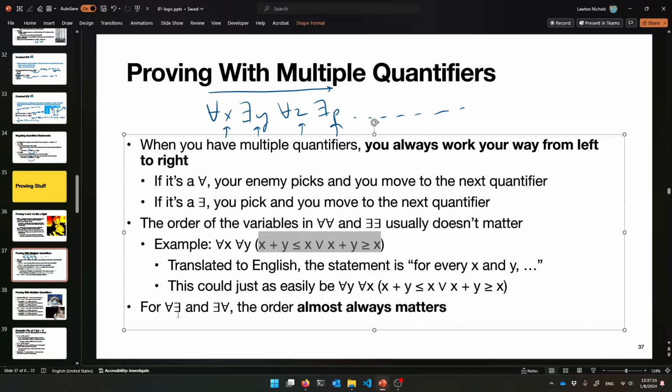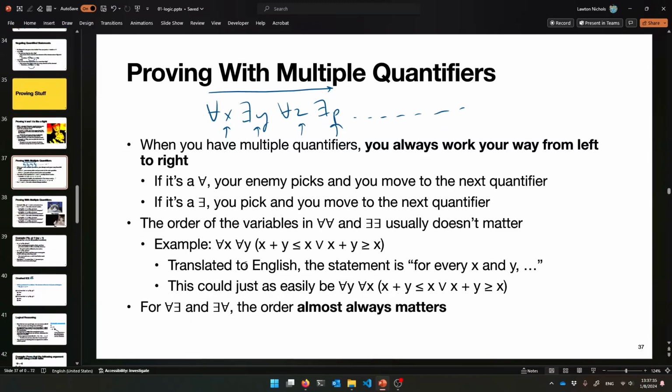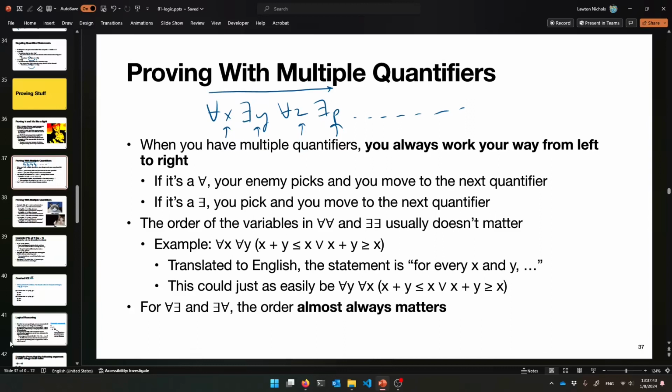All right, so the order really, really matters when they flip-flop. So when it's a for all there exists, or there exists for all, the order almost always matters, and your textbook is going to give you some good examples of that. I have a silly one first, though. Okay, so let's see. Wait, before we get there, let's just put some marks on here for posterity.